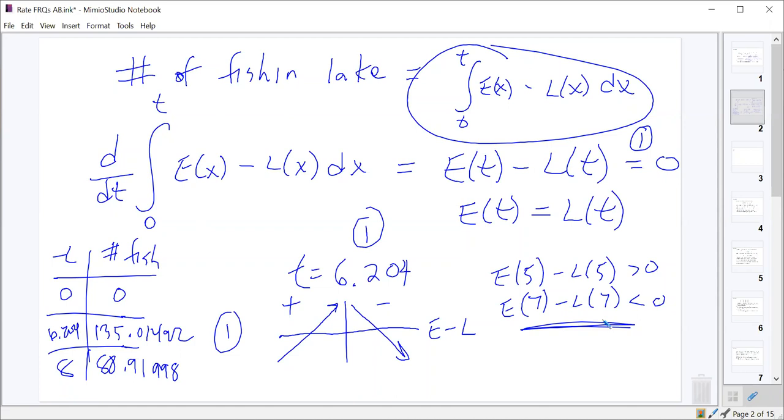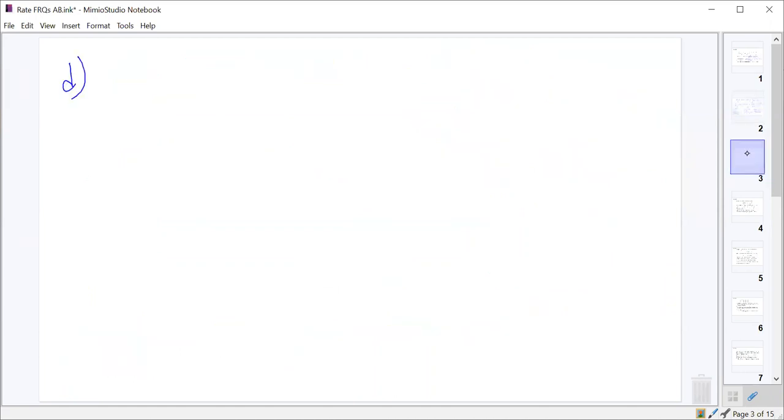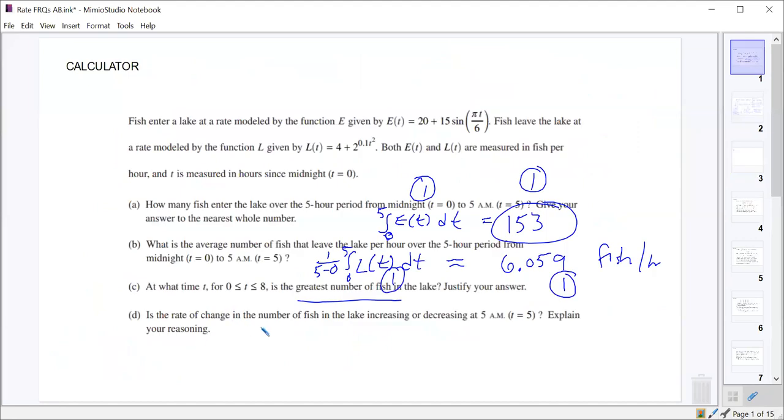Good? Okay. Part D said, is the rate of change in the number of fish in the lake increasing or decreasing at 5? Well, what represents the rate of change of fish in the lake?